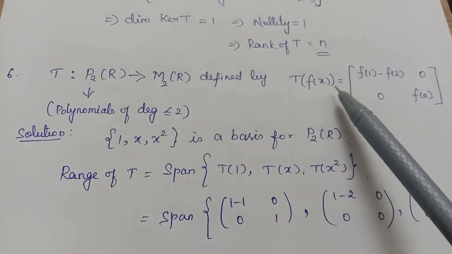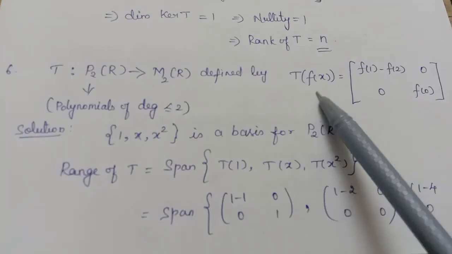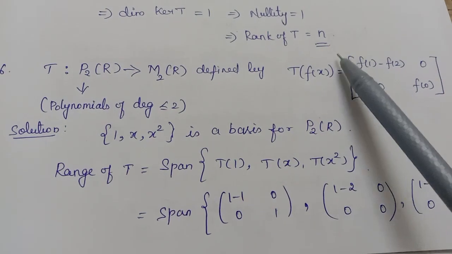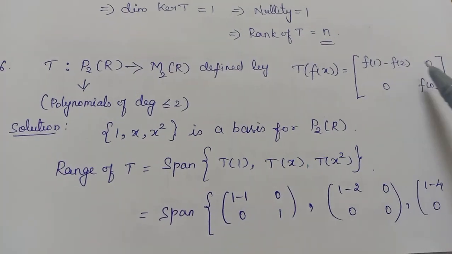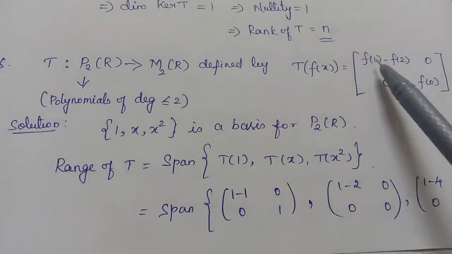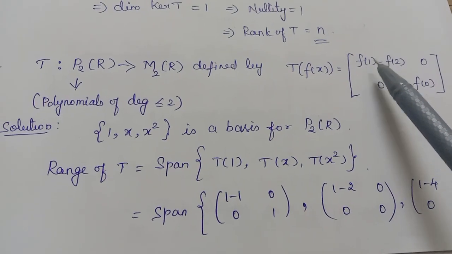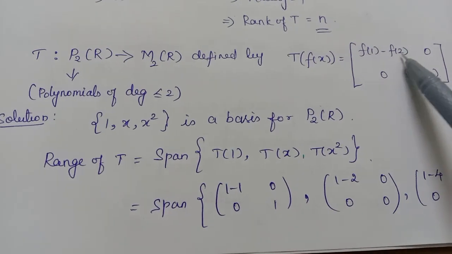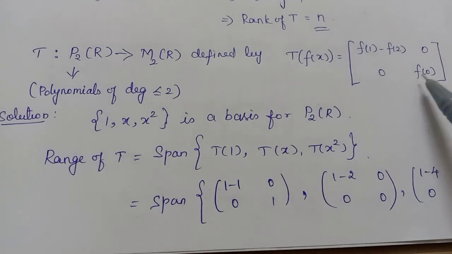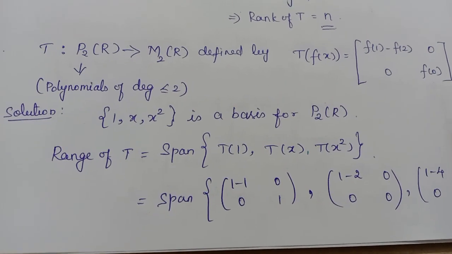T of f of x is equal to, here it is a polynomial, so f of x, but here it is a matrix, so the matrix with entries f of 1 minus f of 2, 0, 0, f of 0. This means the value of the polynomial at x equal to 1 minus the value of the polynomial at x equal to 2. Here it is the value of the polynomial at x equal to 0.